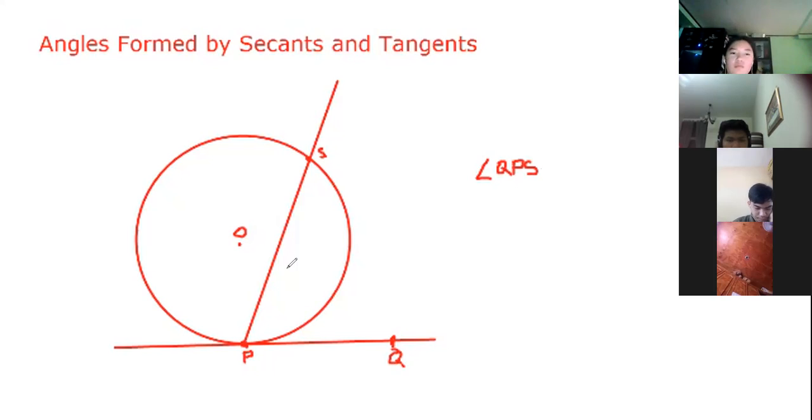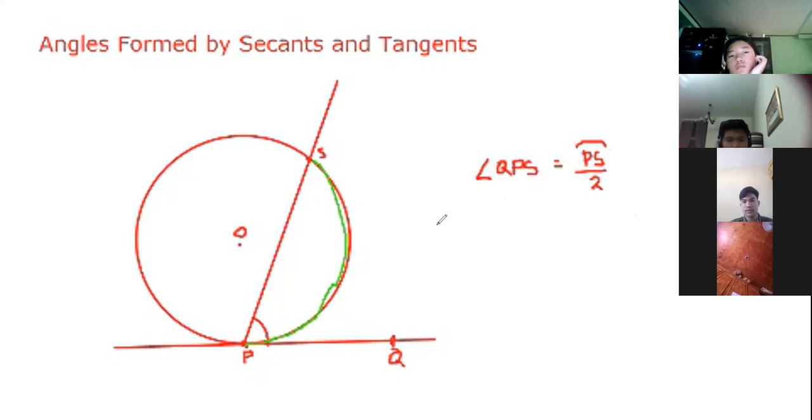Angle QPS, so, ano yon? Ito yung angle na to. Itong angle na to yan, diba? Angle QPS is equal siya kay 1/2 ng RPS. RPS over 2. Okay? So, nasa si RPS? RPS is this one. Yan. Okay? Kung ano yung sukat ni RPS, so how many degree RPS?